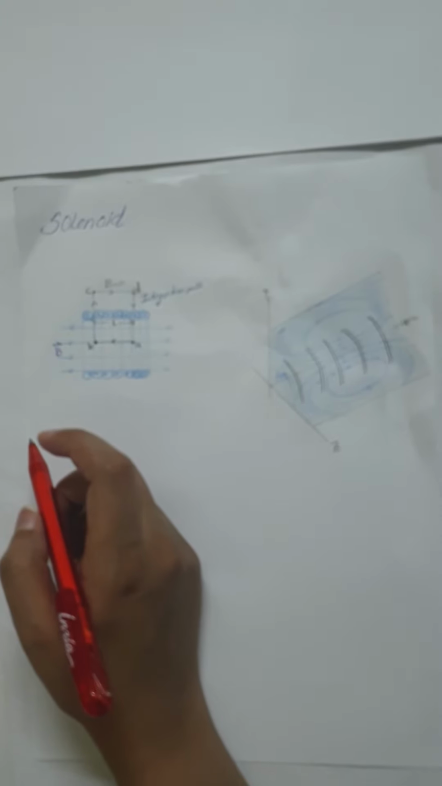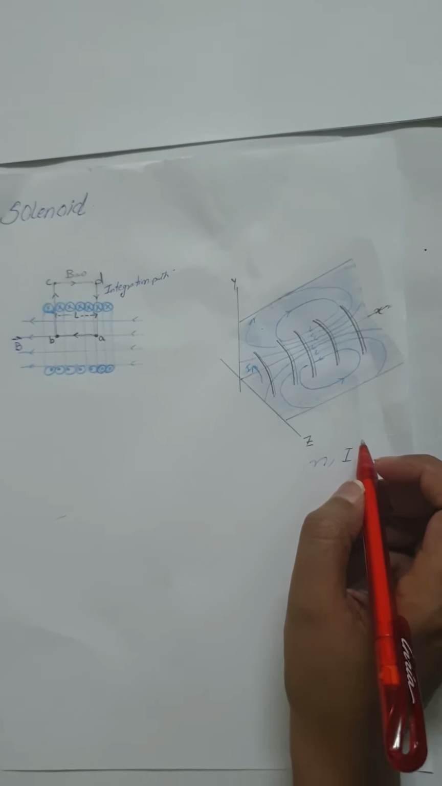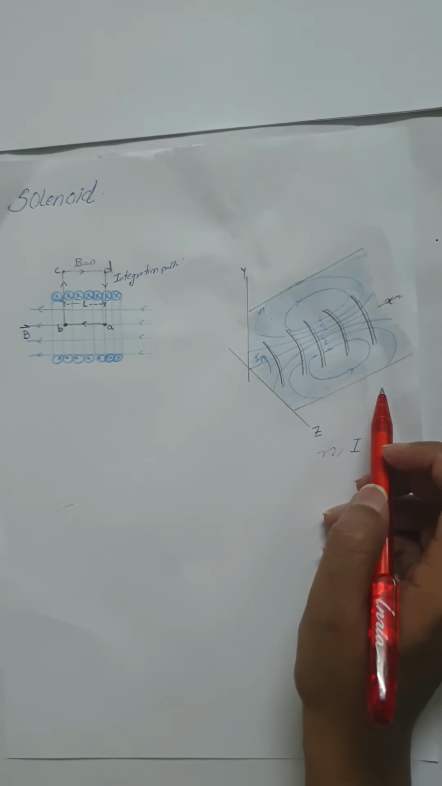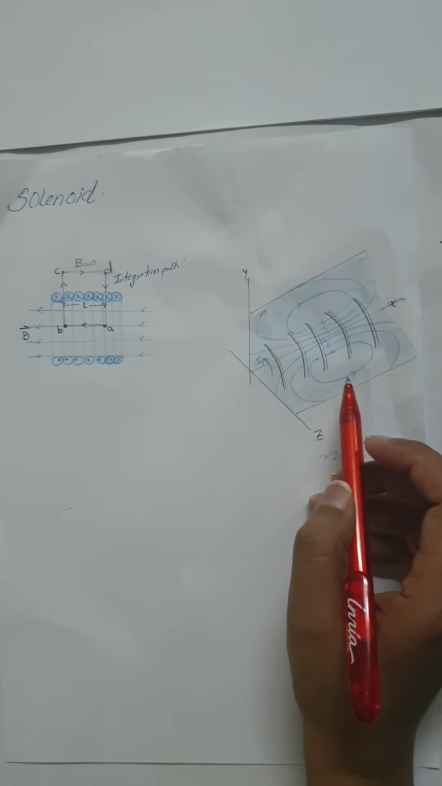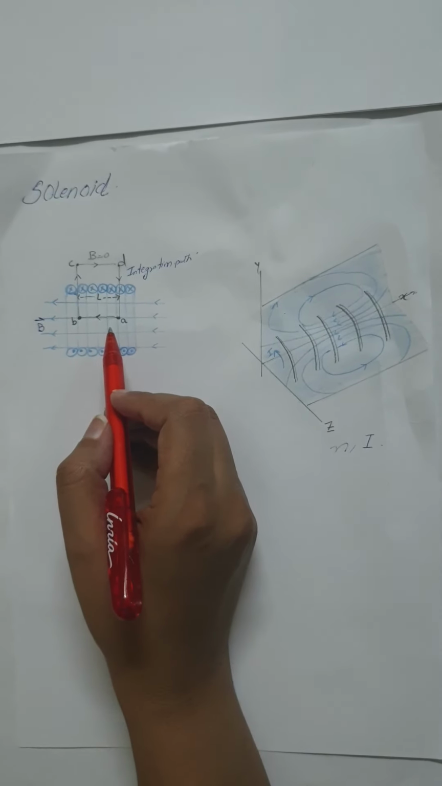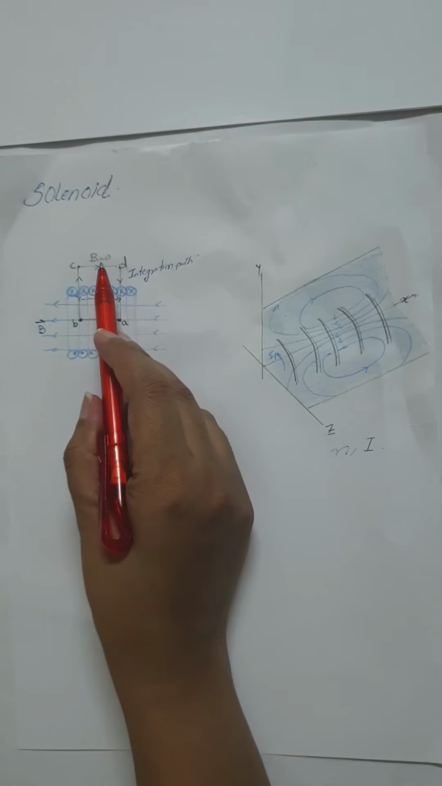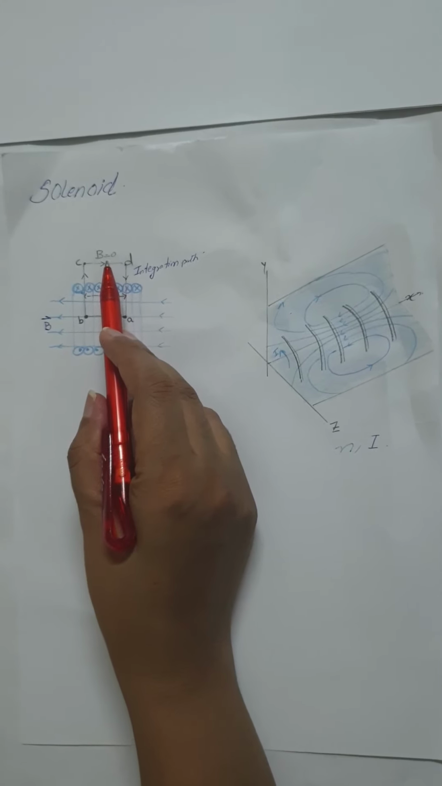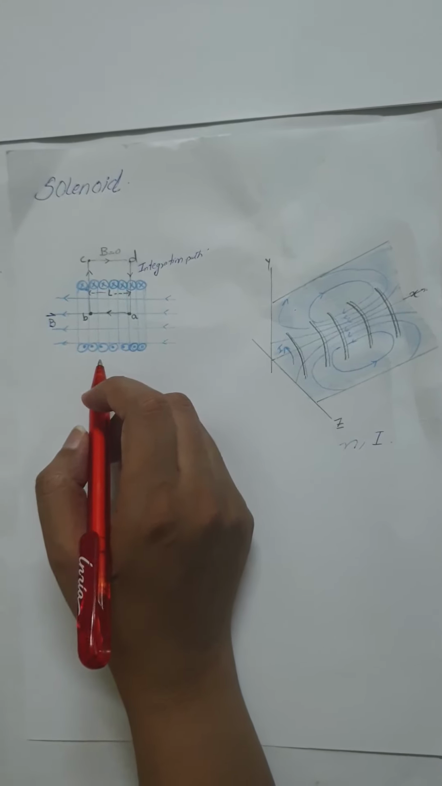So now we can use Ampere's law to find the field at or near the center of such a long solenoid. The solenoid has n turns of wire per unit length and carries a current I. So this is a symmetrical situation where the magnetic field is uniform inside the solenoid and zero outside.